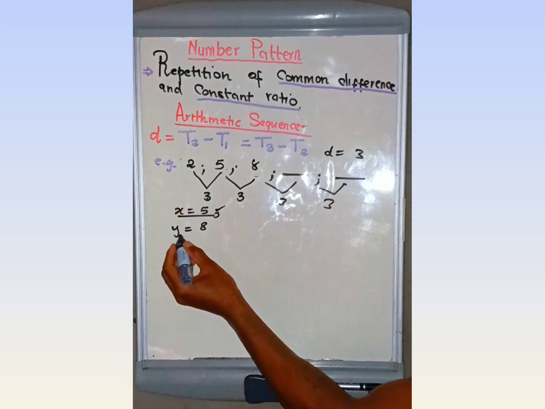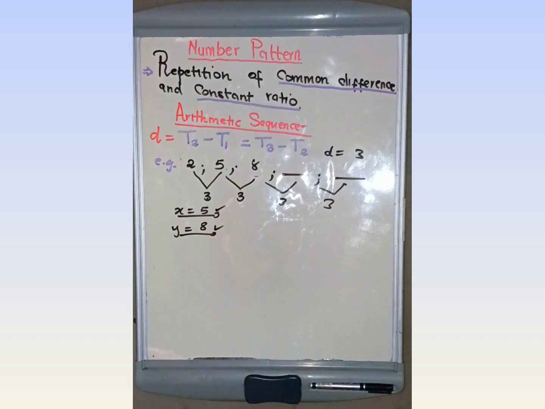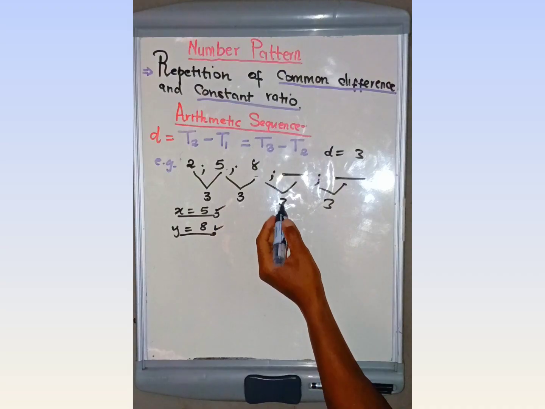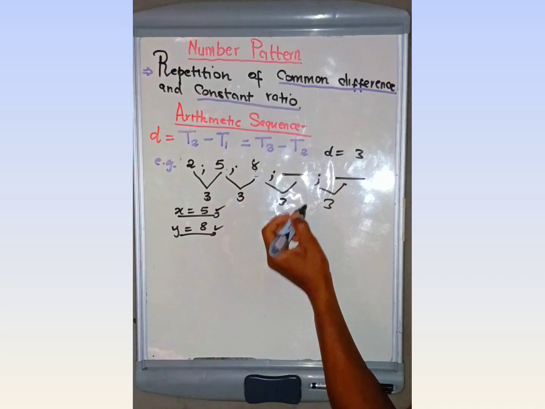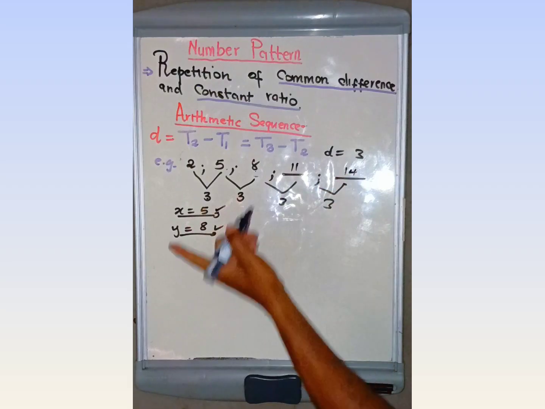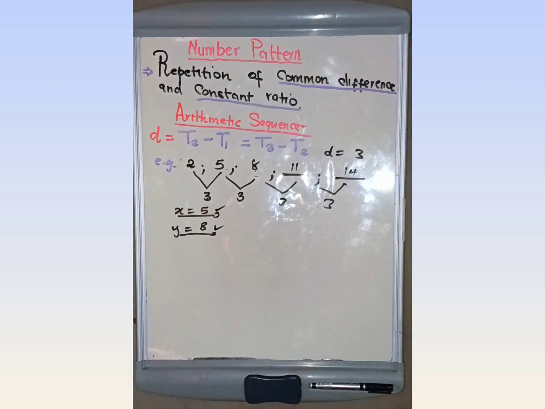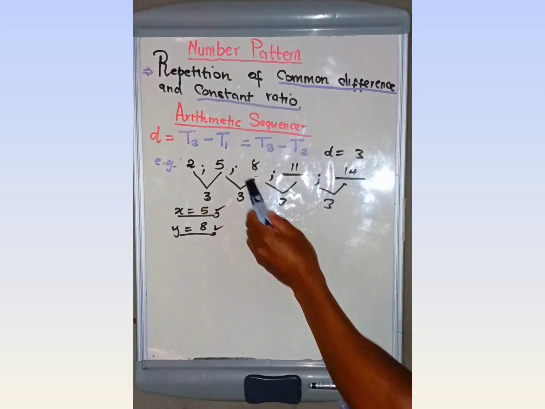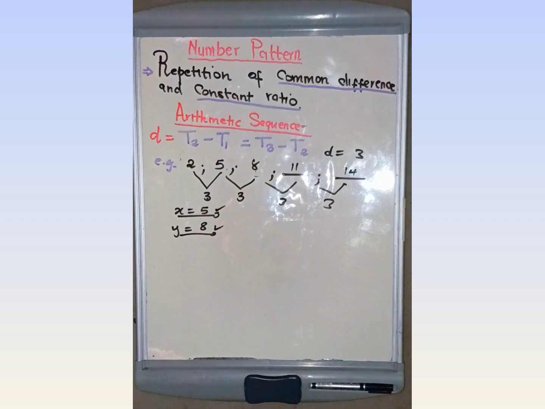Then do you see that? You're going to get 1 mark. We are just playing with the number 3. It's very simple, take this trick and store it in your mind. Then 8 plus 3 equals 11. Then 11 plus 3 equals 14. Do you see that? That is how we use the common difference to calculate the unknown variables.